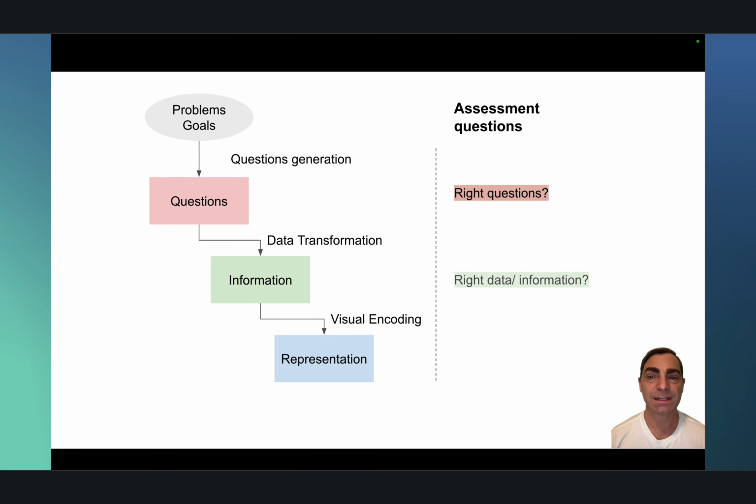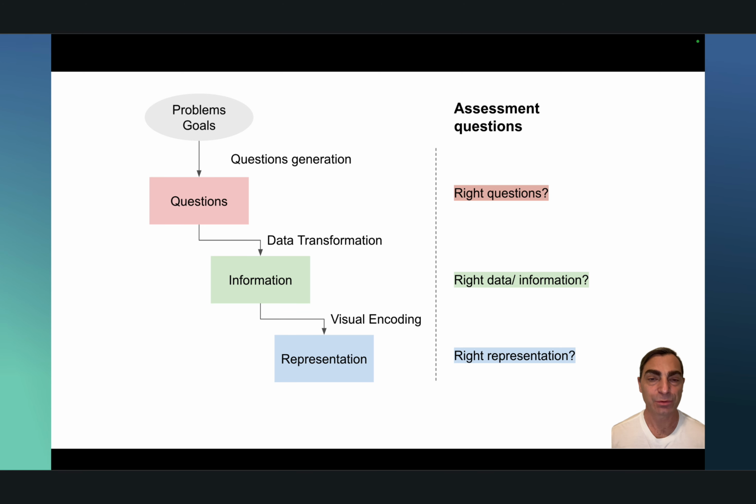The second one is, do I have the right data and the right information, right? Do I even have the right information to answer these questions? And am I producing the right data, calculations, and transformations to produce the information that is needed? And the final one, do I have the right representations to answer these questions?